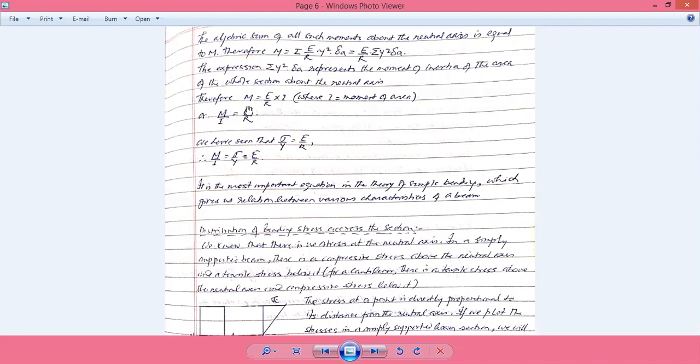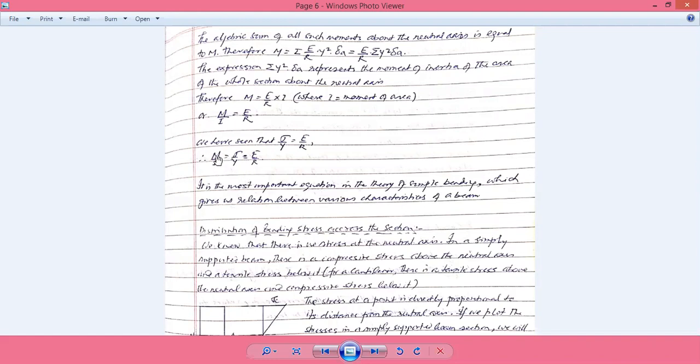I is equal to E by R. We have seen that sigma by Y is equal to E by R. So M by I is equal to sigma by Y is equal to E by R. This is the most important equation, also another bending equation in modified form. The equation of bending in the modified form is the most important equation in the theory of simple bending, which gives us the relation between the various characteristics of a beam itself.